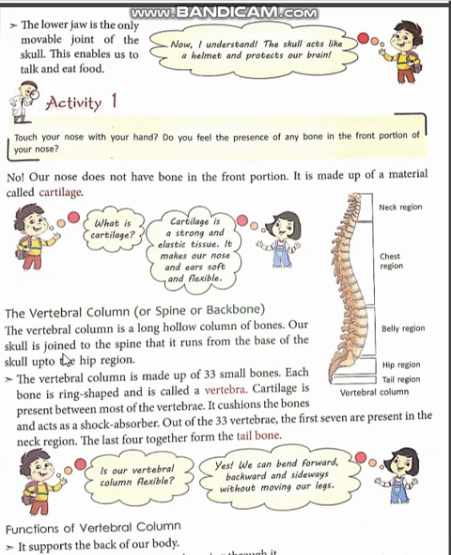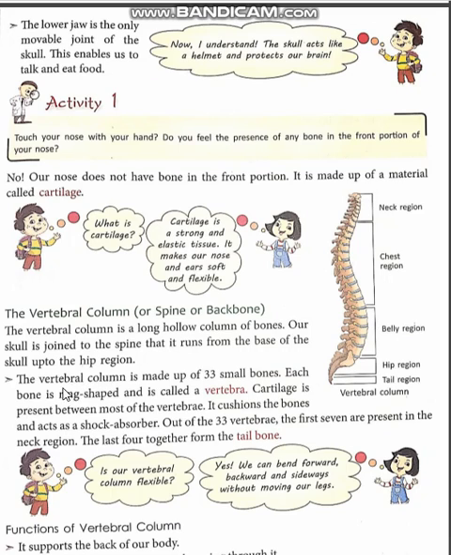Our skull is joined to the spine. This upper part is joined with the skull. Okay, the skull is joined to the spine, which in turn forms the base of the skull up to the hip region. Spine means this vertebral column. So this point is connected to the skull and this forms the base till the hip region. So this is how long it is.